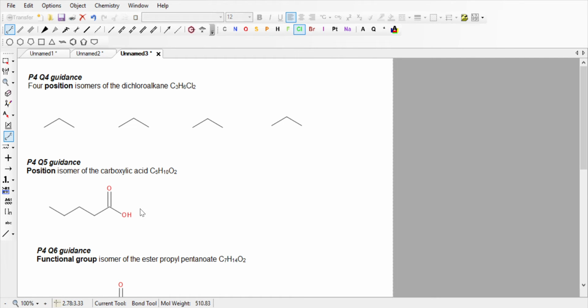Okay, so I'm going to work through some examples that will help you with your assignment worksheet, starting with this one, the question that is similar to question 4 on your P4 worksheet. You're asked for 4 position isomers of a small molecule. The one that you're asked for is dibromoalkane, and I'm going to do dichloroalkane here, which is very similar.